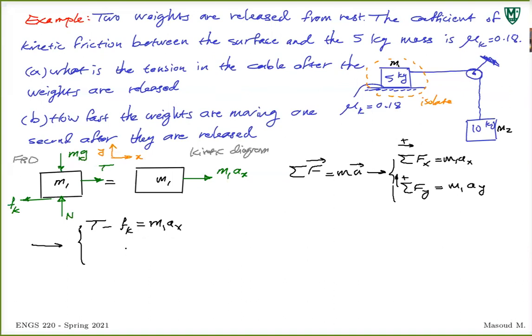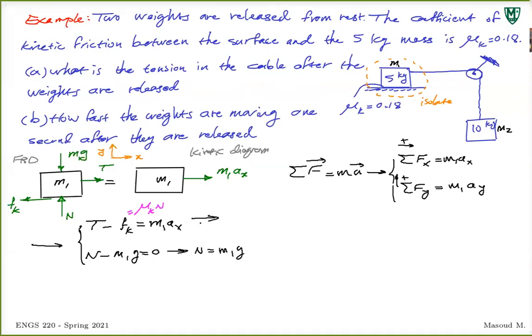Second equation, summation of forces in y direction: N minus m1g is equal to, there is no component on the kinetic diagram, so that would be 0. So from there, the second one gives you N is equal to m1g. FK, you already know, friction is equal to mu k N. We already know the definition of friction force.